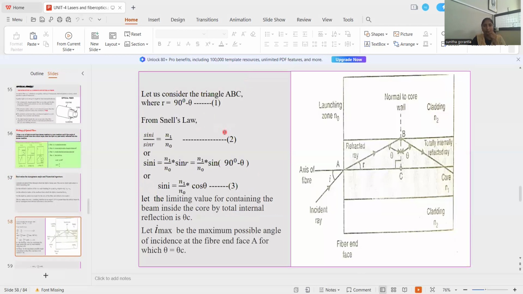For this purpose, first we see the cross-section view of the optical fiber. This diagram shows the cross-sectional view of the optical fiber, and this is the core medium, and this is the cladding, and this is the axis of the fiber. Here the refractive index of the core is N1, the refractive index of the cladding is N2, and this medium is air, and the refractive index of the air medium is N0.